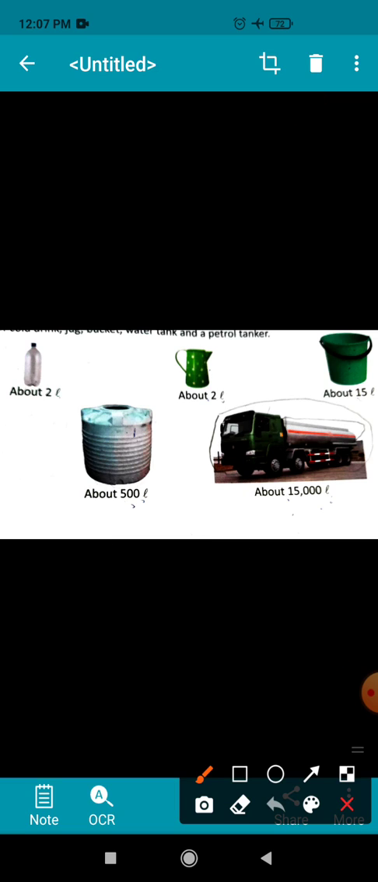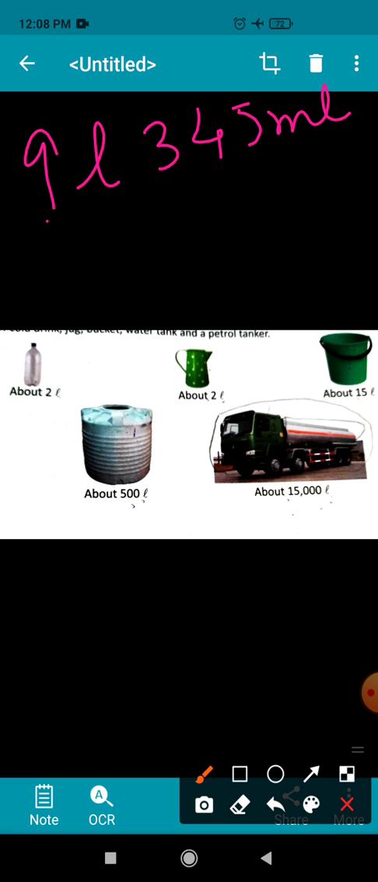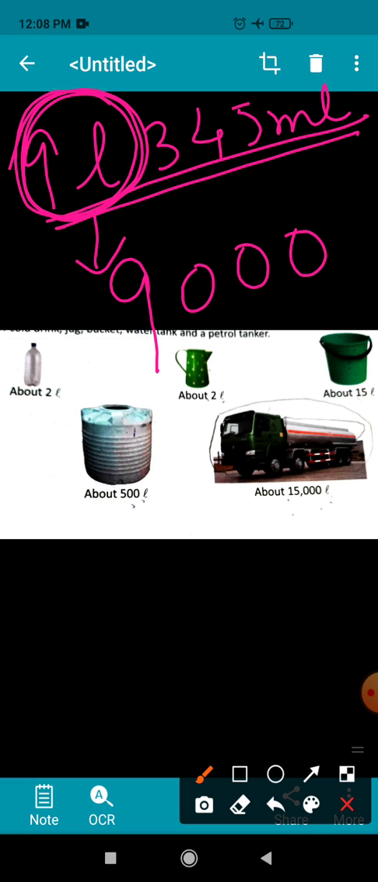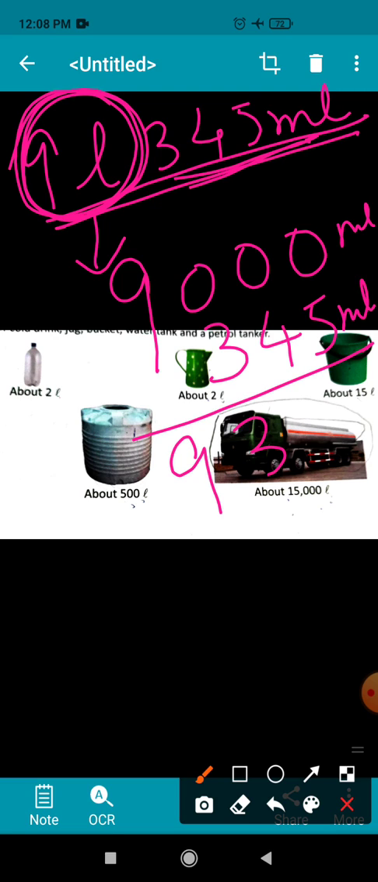Okay, suppose you have 9 liter and 345 milliliter and you have to convert this to milliliter. So you know how to convert the liter to milliliter. What will you do? You will write 9 and put 3 zeros at the end. This is milliliter, and this 345 milliliter will be added to it and it will become 9345 milliliter. Children, hope you all have understood.